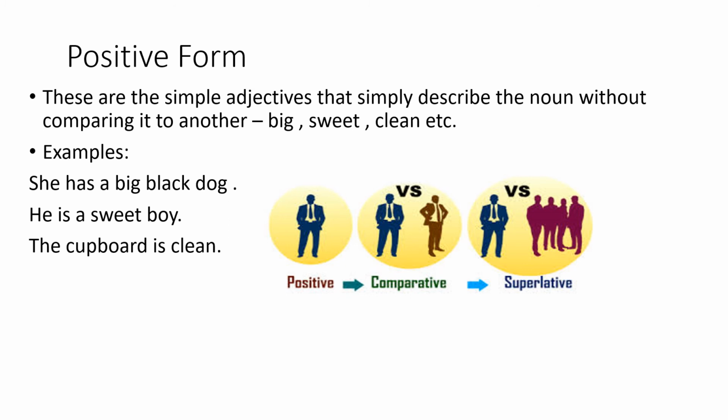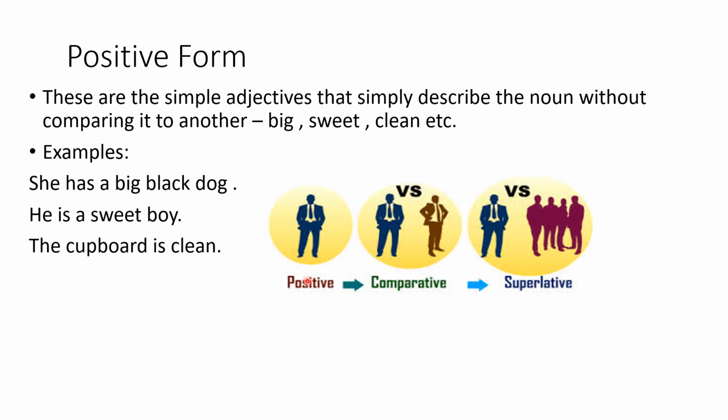She has a big black dog. Here we are not comparing this dog to another dog. It means this is a simple sentence. We are not comparing. We are telling simply that this is a big black dog. In another sentence, see, he is a sweet boy. Not comparing. Simple sentence. The cupboard is clean. Another simple sentence.